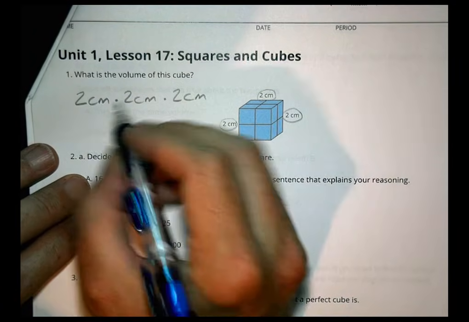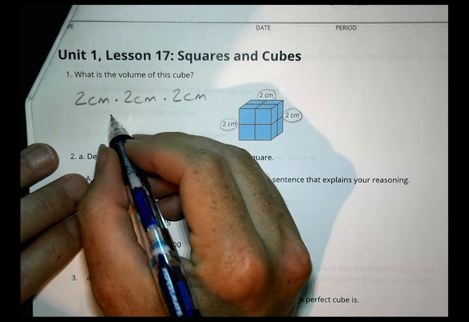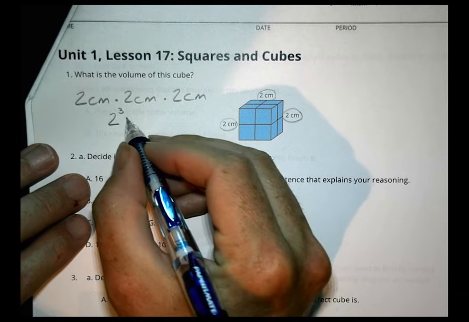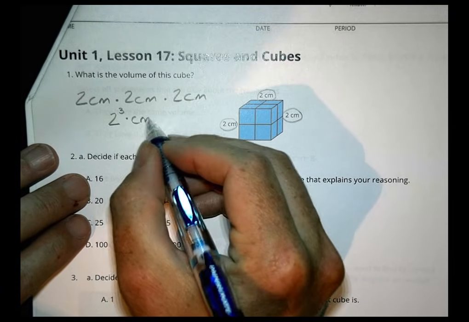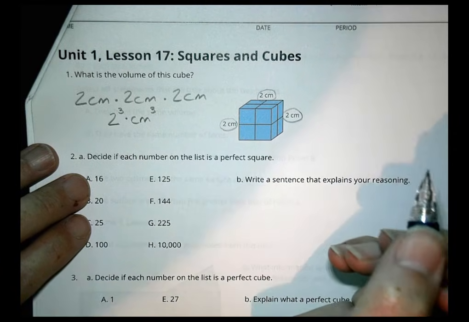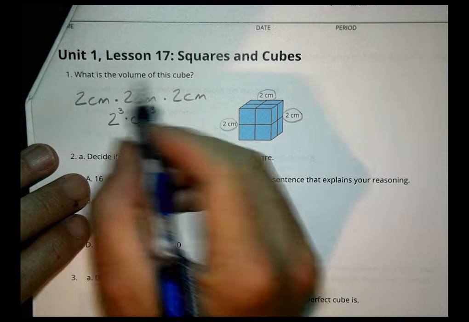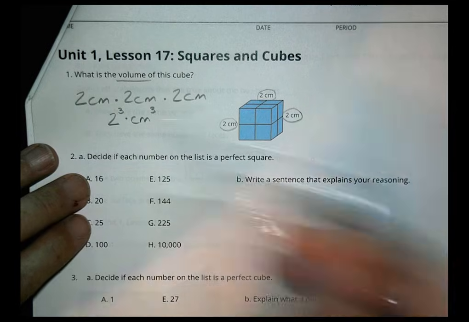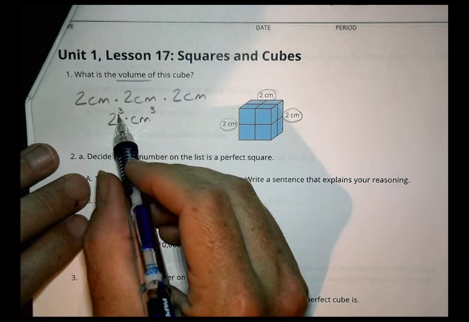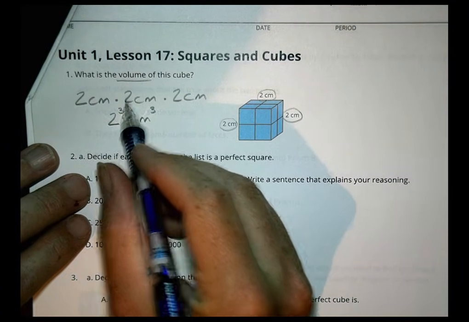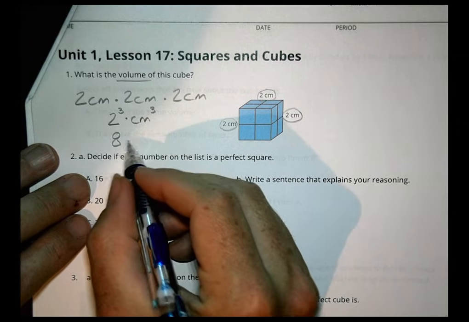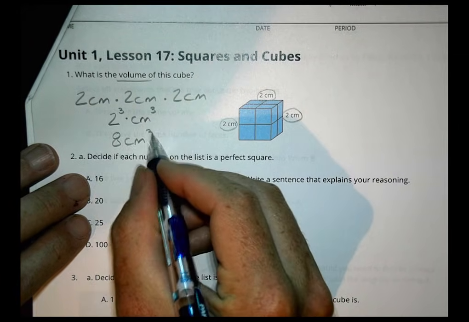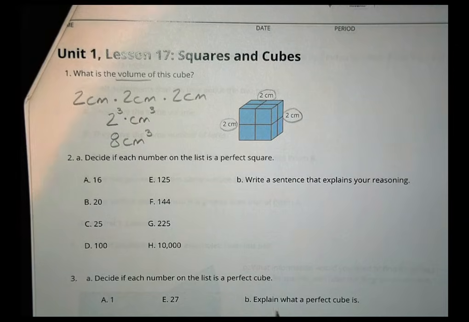Now if I combine those together, I know that if I wrote it with exponents, I have 2 cubed times centimeters cubed. But I'm not done quite yet, because I do want to find the volume. It doesn't say leave it in exponents. So 2 cubed means 2 times 2, which is 4, times 2, which is 8. So I'd write this as 8 centimeters cubed for number 1. Okay, those are steps there.